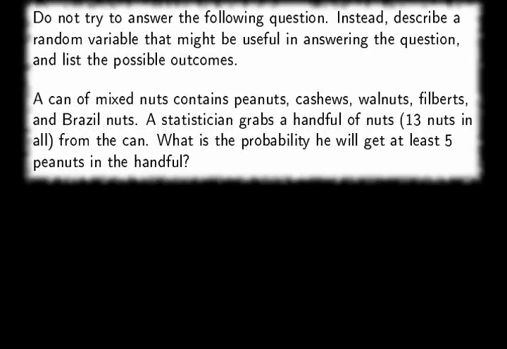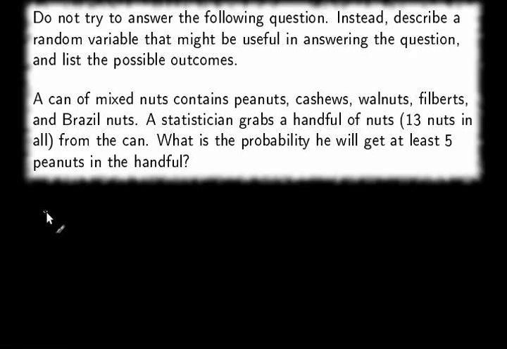Do not try to answer the following question. Instead, describe a random variable that might be useful in answering the question and list the possible outcomes. A can of mixed nuts contains peanuts, cashews, walnuts, filberts, and Brazil nuts. A statistician grabs a handful of nuts, 13 nuts in all, from the can. What is the probability he will get at least 5 peanuts in the handful?